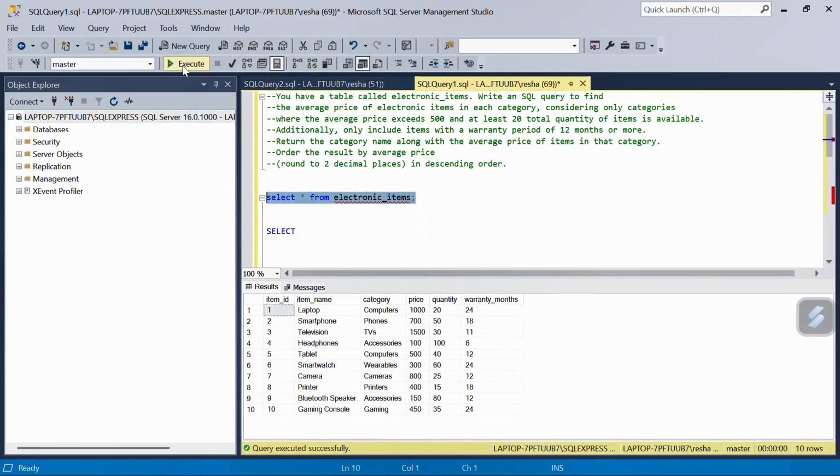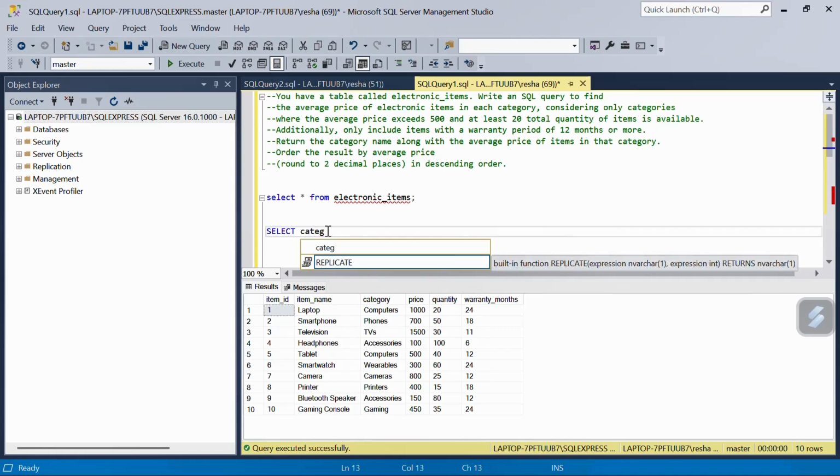Let me execute this, and here is the problem statement that I have written in front of you. So what it is asking: you have a table called electronic items. Write an SQL query to find the average price of electronic items in each category.